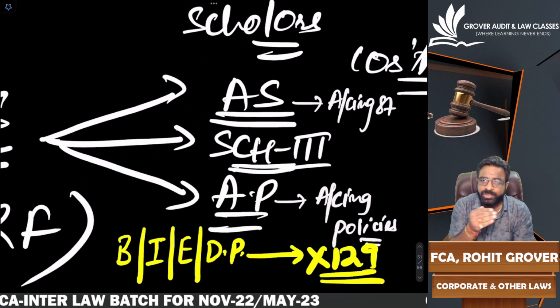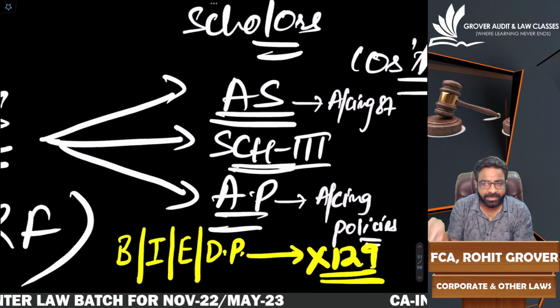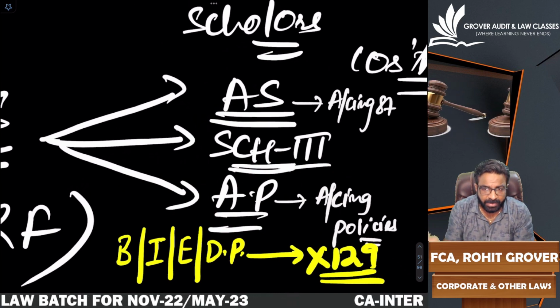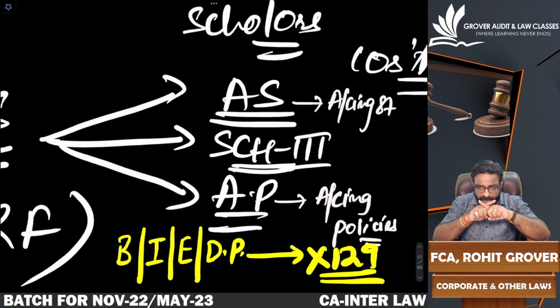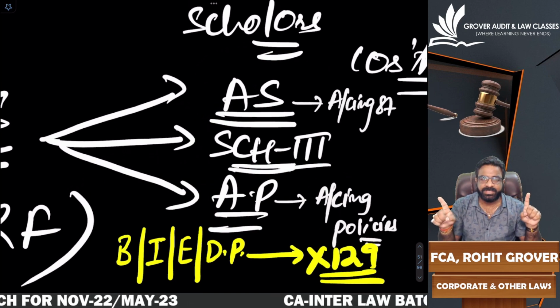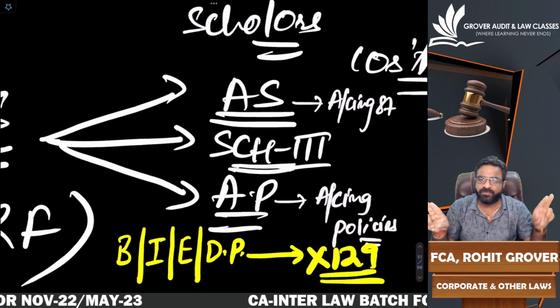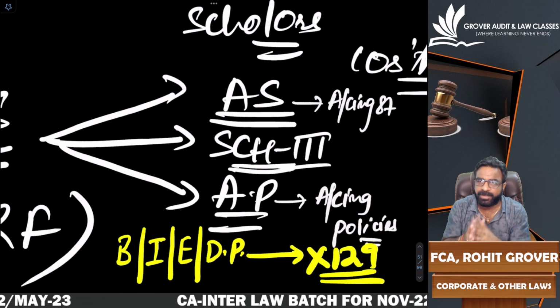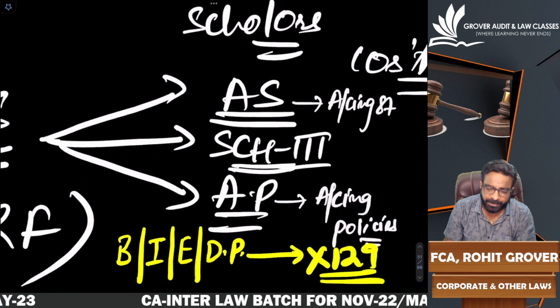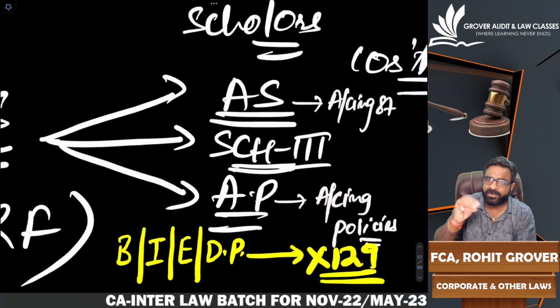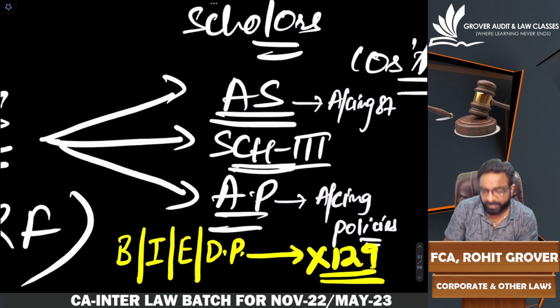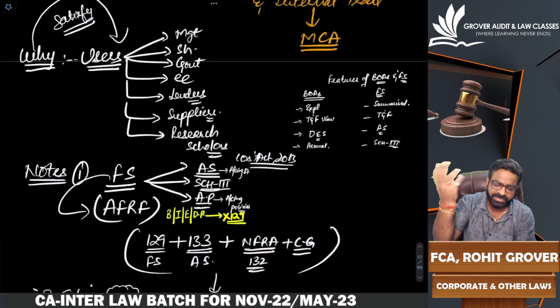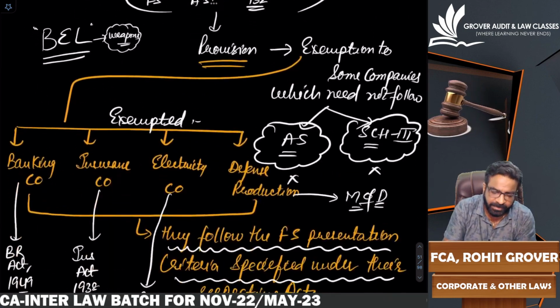So they do not follow section number 129. They say that we will not follow accounting standards, we will not follow Schedule 3 of the Companies Act, and we will not follow the accounting policies. Are you getting the point? Yes, sir. It means they are exempted from section number 129 because they follow their respective mother laws. Am I correct? Yes, sir.